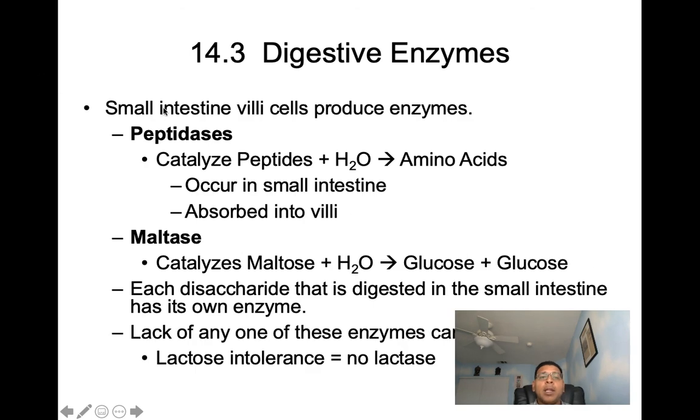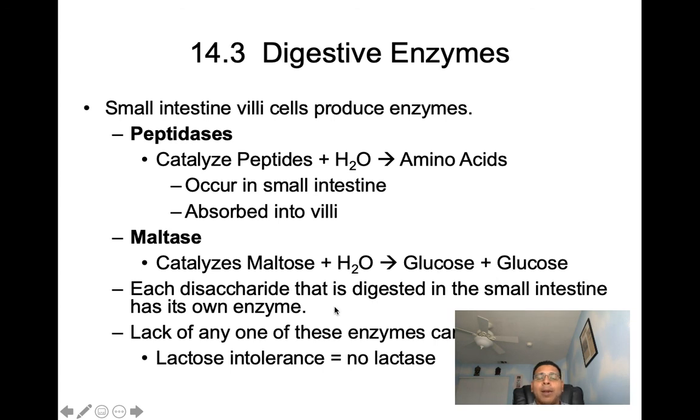Next in here we can see the small intestine villi cells, we said, are also going to produce enzymes. And those enzymes include peptidases and maltase. Peptidases are going to help break down peptides to amino acids. And this is going to occur in the small intestine, and then they get absorbed into the villi. And then maltase, along with water, we can see again, right, is going to help form 2 glucose molecules, as we mentioned in the beginning of the semester.